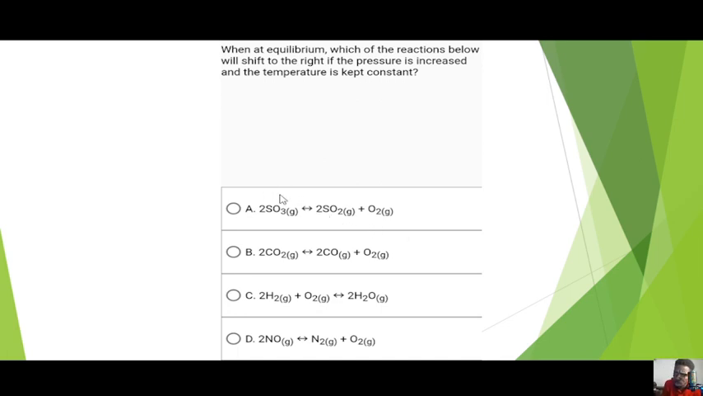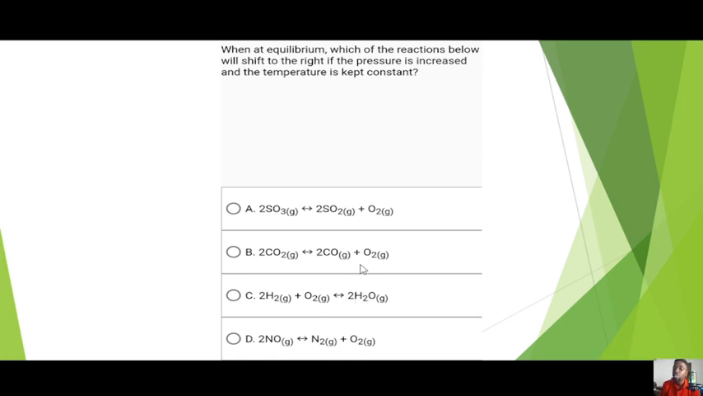Option A has 2 moles on the reactant side and 3 moles on the product side. So that's not it, because we are looking for an answer where the number of moles of gases is lesser on the right side. Option B has 2 moles of CO2 gas, but on the product side it has 2 moles of CO and 1 mole, which is 3 moles, which is not the answer, obviously. Option C has 3 moles of hydrogen and oxygen, but on the product side it just has 2 moles. Yes, and that's the answer basically.